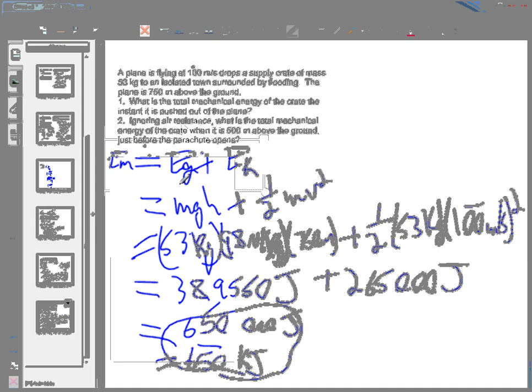Well, then we know that the mechanical energy doesn't change, and so the answer again is going to be 650 kilojoules. It's going to be 650 kilojoules at 700 meters, at 650 meters, at 600 meters. All the way through that fall, the mechanical energy doesn't change. It's just that some of the gravitational potential is converted to kinetic.